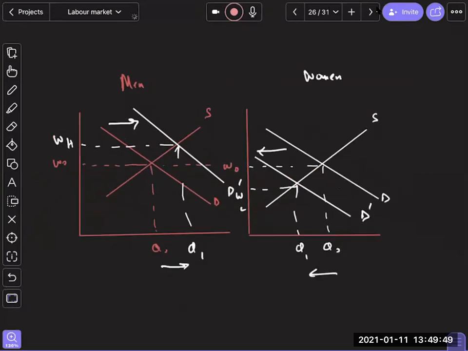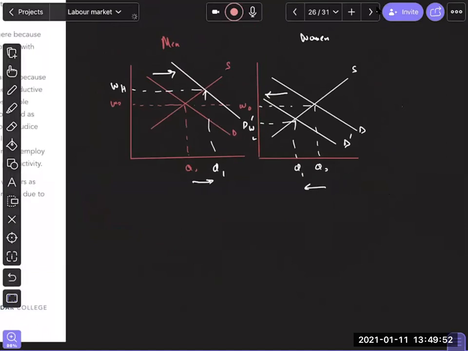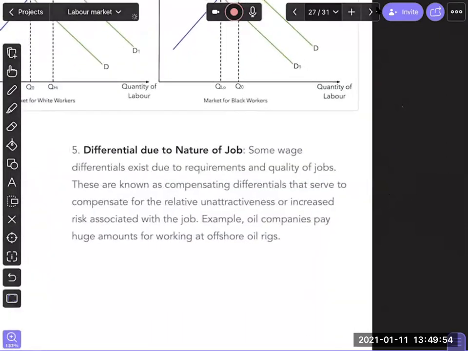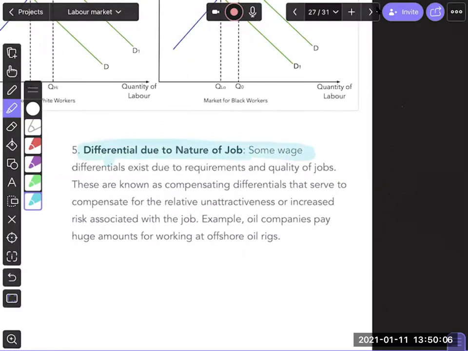Got it? Okay, guys, the last factor, and then we get done with the class, is that sometimes you're paid differently due to the nature of the job. The nature of the job could be such that it is risky, or the quality of the job is low. For example, those workers who work in an offshore oil rig company, or those who fight a war, could be paid differently.